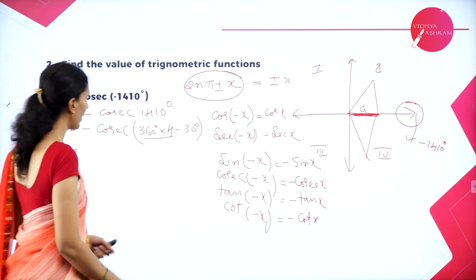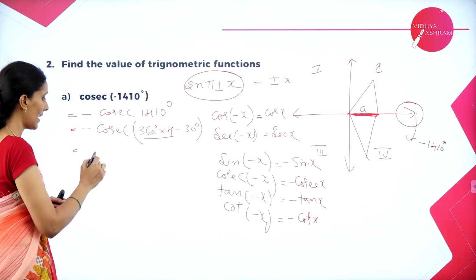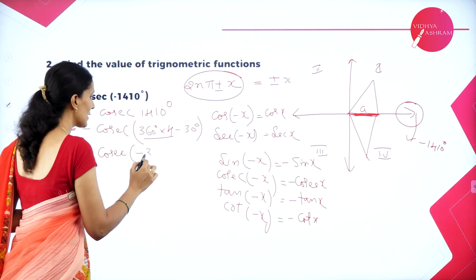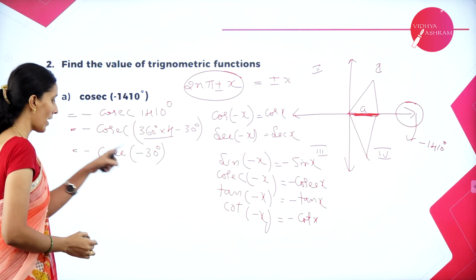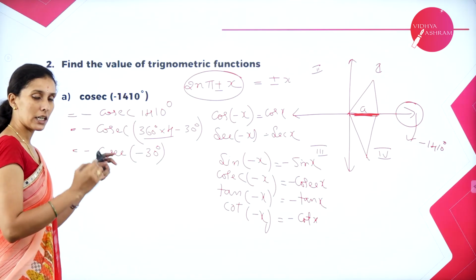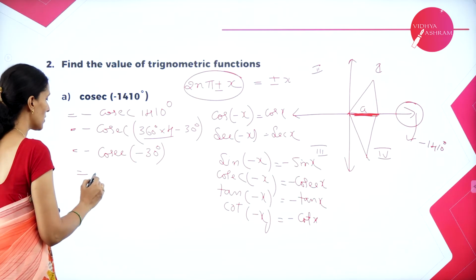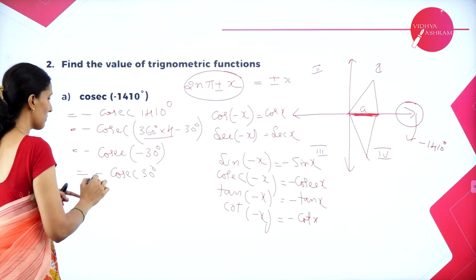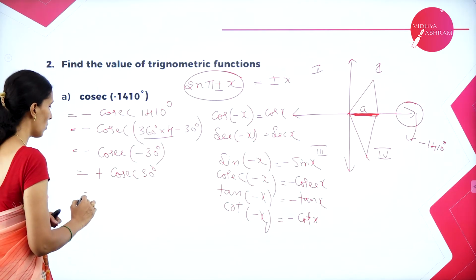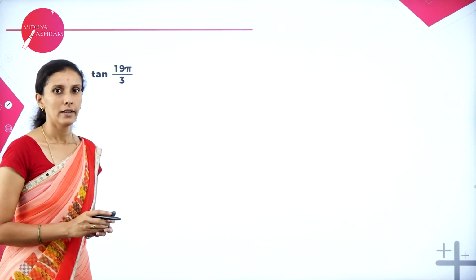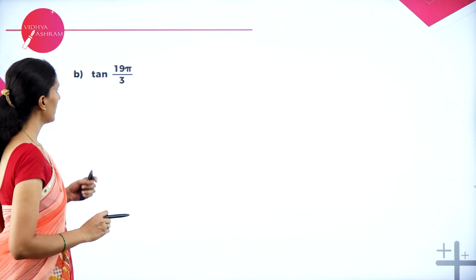In the fourth quadrant, the value of cosecant is negative. So I'll take it as cosecant of minus 30 degrees. So again take the minus outside, because cosecant of minus 30 degrees is minus cosecant 30 degrees. So minus cosecant 30 degrees. If you take this as minus, it will become plus. So what is the value of cosecant 30 degrees? 2.